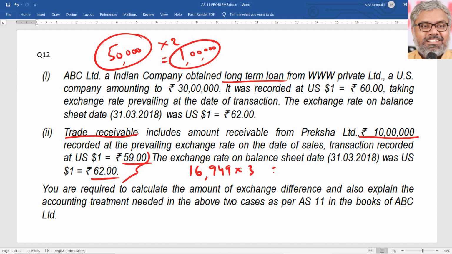From 59 to 62 it has become, from the date of transaction till the balance sheet date. So simply 16,949 into 3 rupees, approximately 50,800 and say 47 something it has come. Let us say 50,850 rupees approximately is the gain that has to be credited to the P&L account. Debit should be given to trade receivables, credit should be given to exchange gain account, approximately 50,850 rupees. That is how they have to be treated in the books of this ABC Limited according to Accounting Standard 11.